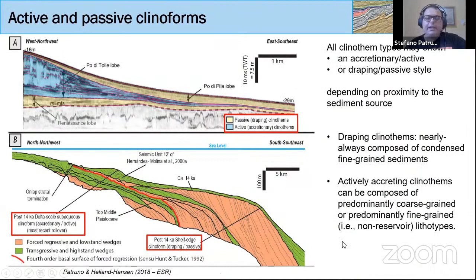Another concept that I wanted to introduce is the differentiation between active and passive clinoforms. Most people would traditionally call clinoform only active clinoforms. And by active clinoforms, we mean essentially bodies that are actively growing, actively prograding. For example, the blue body over here is an active clinoform. For example, the green body over here is an active clinoform.